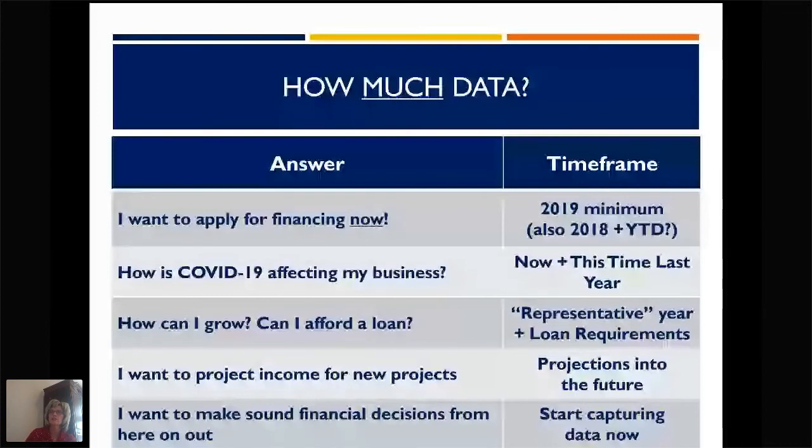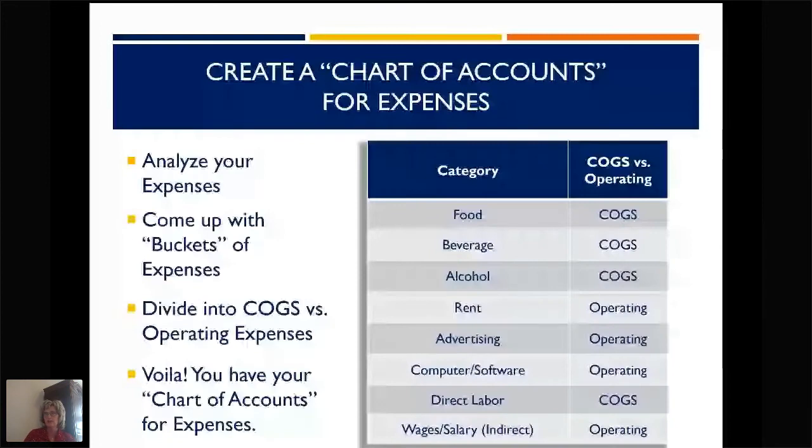So let's talk about creating a chart of accounts for income. We looked at that financial statement and we saw that there were different categories for revenue. There were different expenses. So a chart of accounts might be a new term for you, something that might sound a little scary. All we're really asking you to do is break things down into buckets or categories. So I'm going to recommend that you start with expenses. So come up with this bucket of expenses.